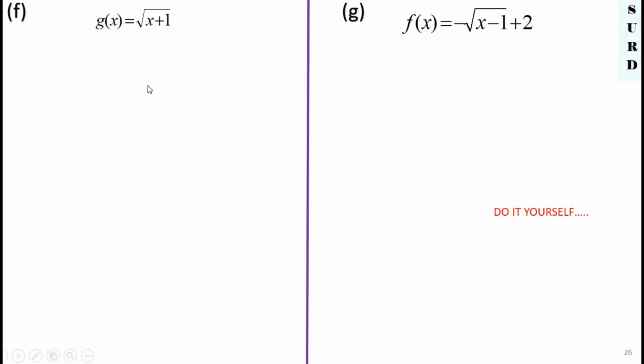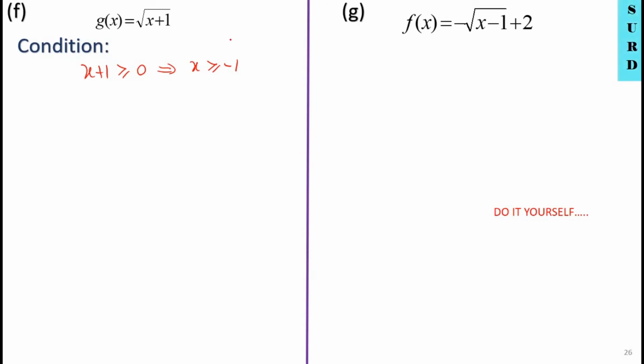Okay, so now let's look at the third function. We have g(x) equal to the square root of x plus 1. Same as the reciprocal function, it has a condition. So what is the condition? The condition is that x plus 1 must always be greater than or equal to 0, meaning that x must always be greater than or equal to negative 1. So that is the condition.